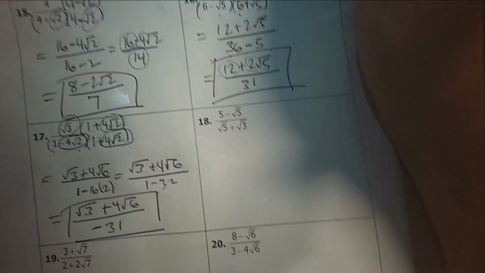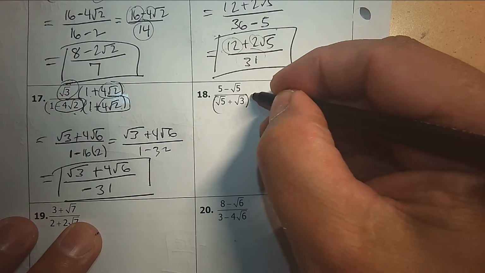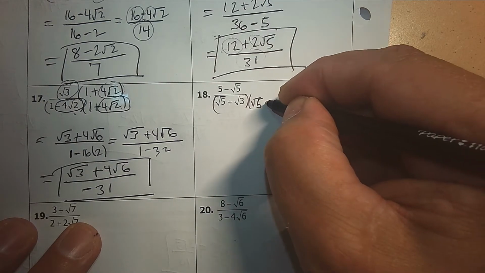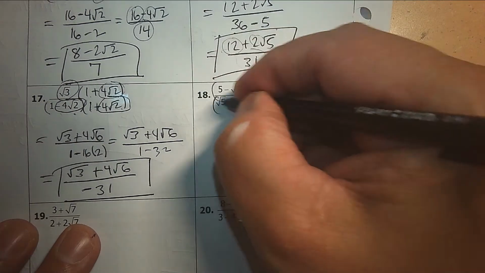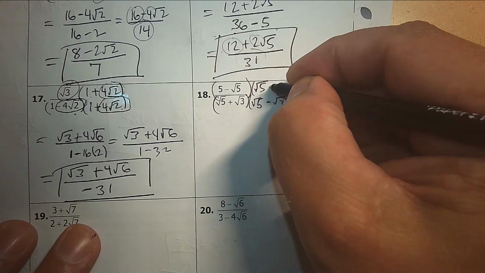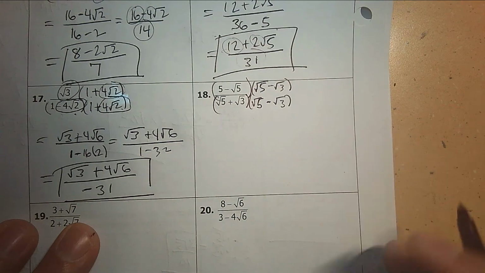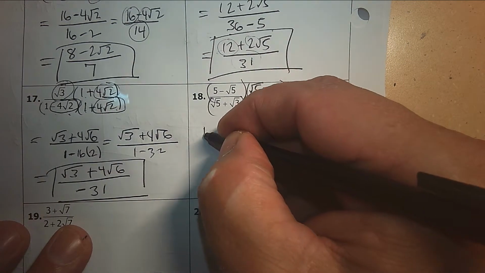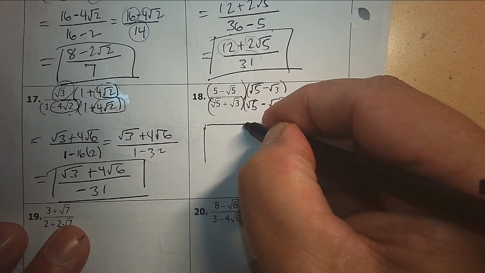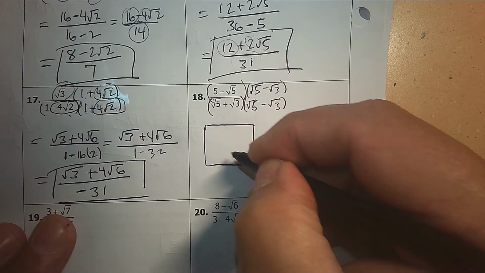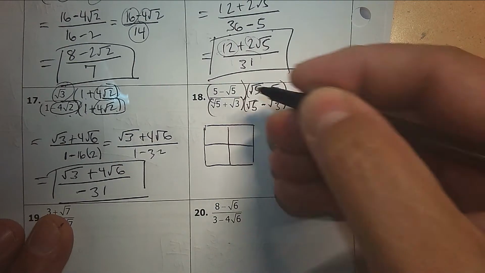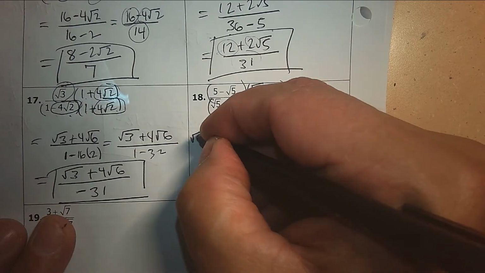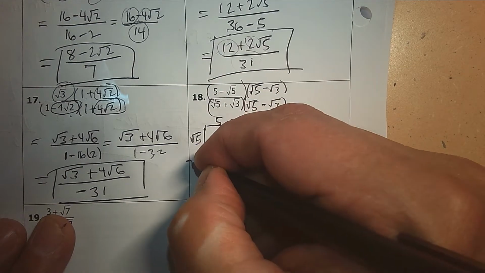So look at the denominator. What's the conjugate of root 5 plus root 3? Root 5 subtract root 3. That's called the conjugate. But I have to do that top and bottom. So do you see the two numerators? In order to multiply that, I'm going to draw a box to FOIL. Or you can go first, outer, inner, last. And I have 5 and negative root 5. I have root 5 and negative root 3.